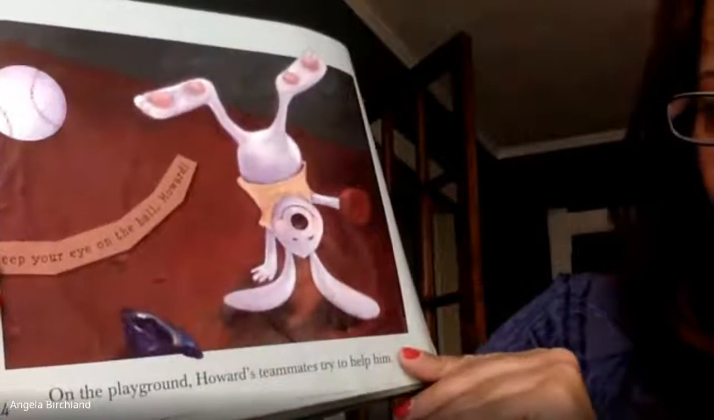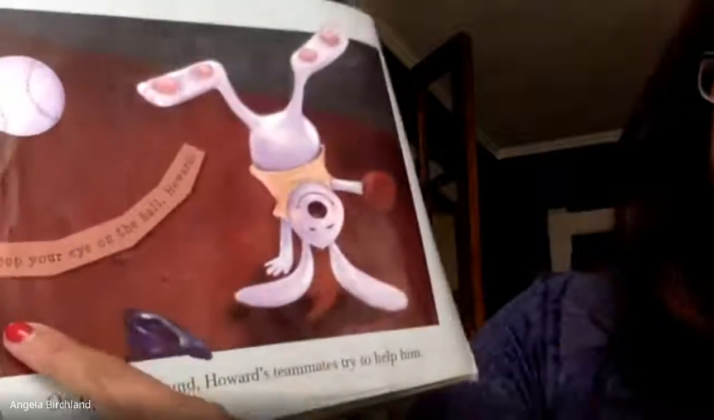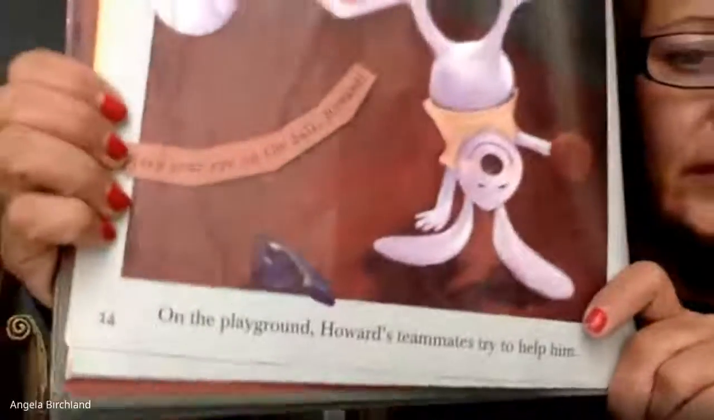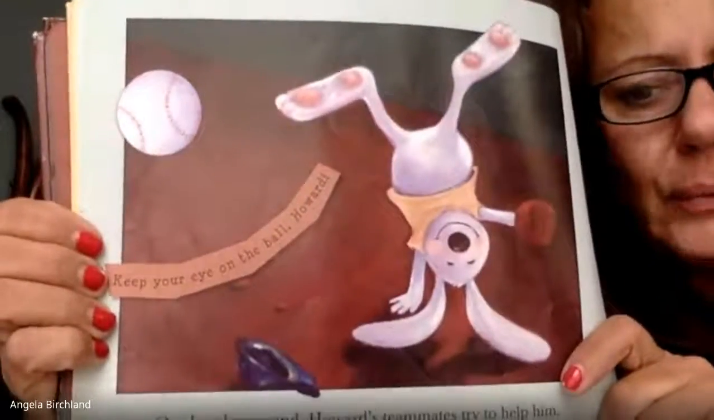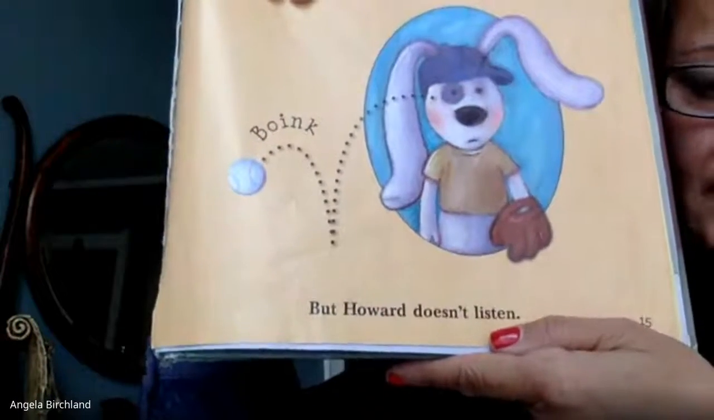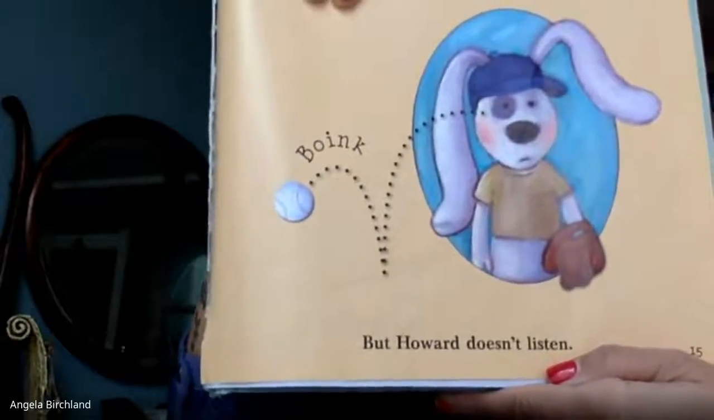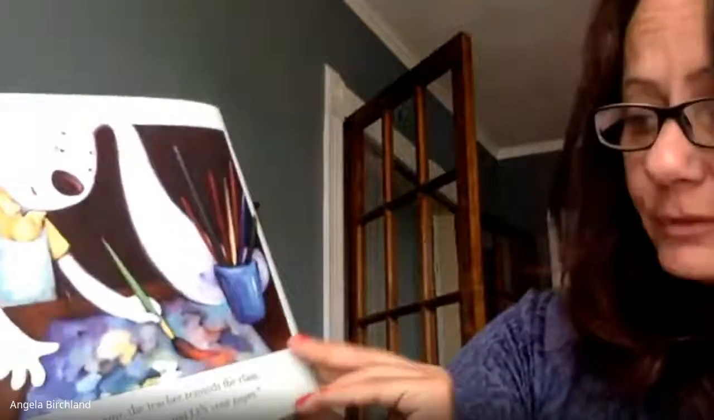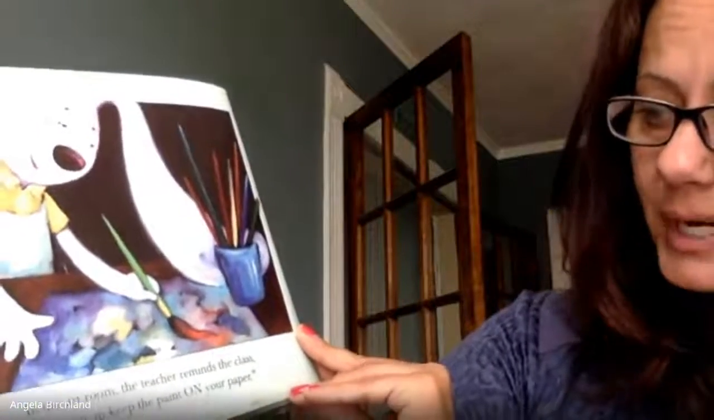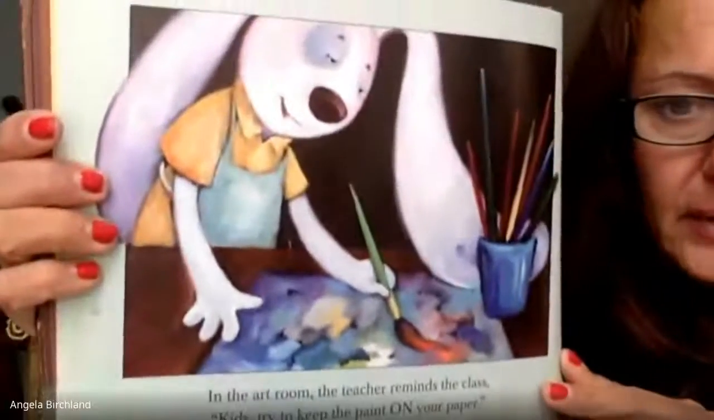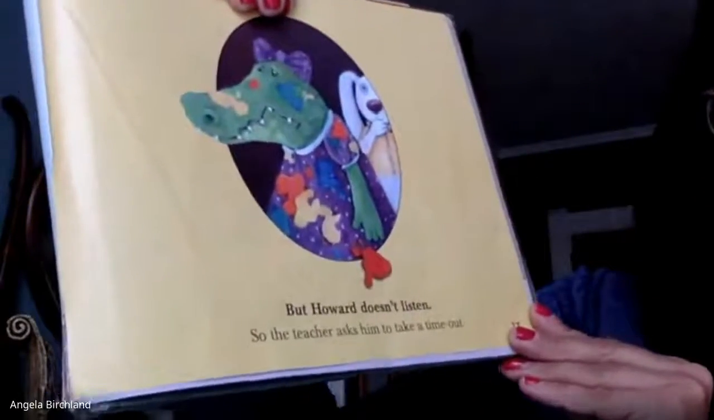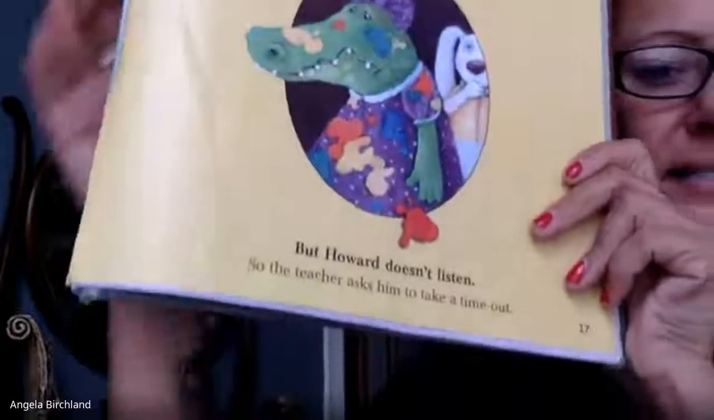On the playground, Howard's teammates tried to help him. This says, keep your eye on the ball, Howard. That means look at the ball so you know where it is and it doesn't boink on you. But Howard doesn't listen. Oh no, his poor eye. In the art room, the teacher reminds the class, kids, try to keep the paint on your paper. But Howard doesn't listen. So the teacher asks him to take a time out.